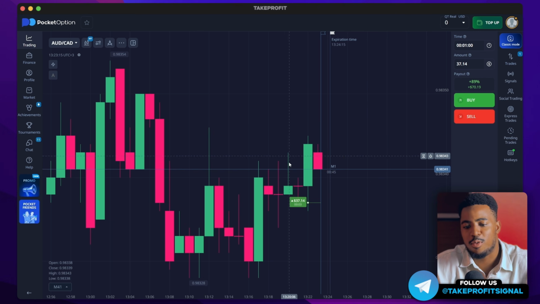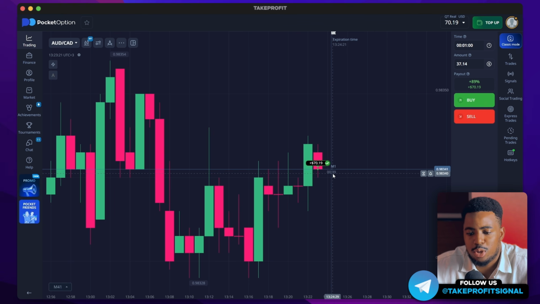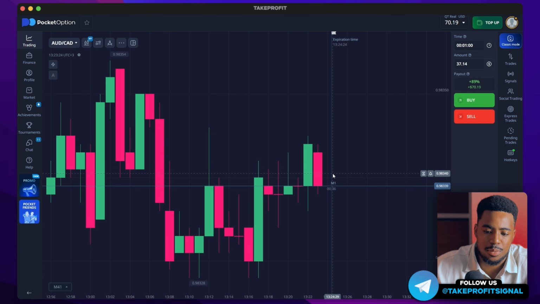Just look at the excellent movement I managed to catch right after opening the position. This is a perfect execution of a breakout level on our indicator. We move on.